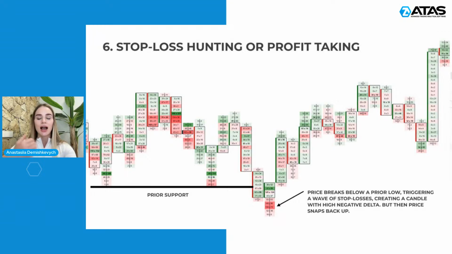Afterwards, after some time, the price breaks below the previous low and below the previous support, triggering stop losses from retail buyers. So if retail buyers place their stop losses there, the price is going to hit those, collect them, and this causes a spike in market selling and as a result a candle with a strong negative delta. However, as you can see, the price quickly bounces back above the level, and even better, it creates a long wick to the downside, which shows us how quick this move was.